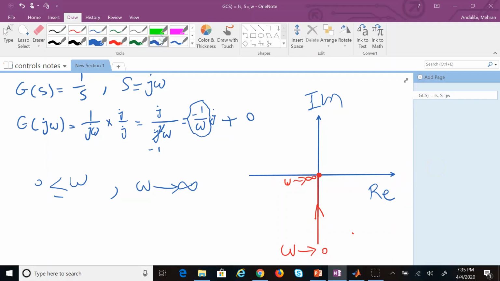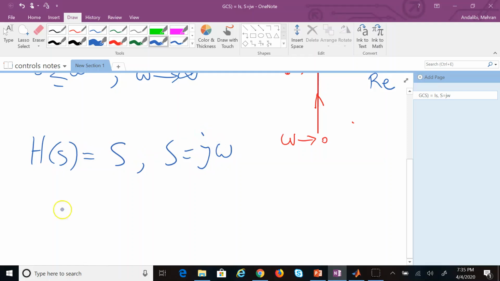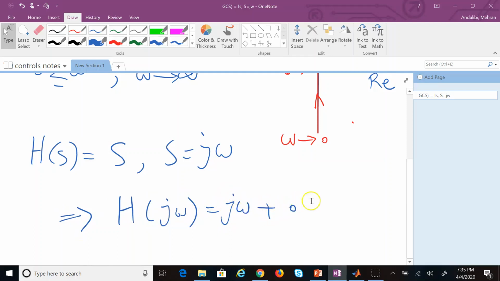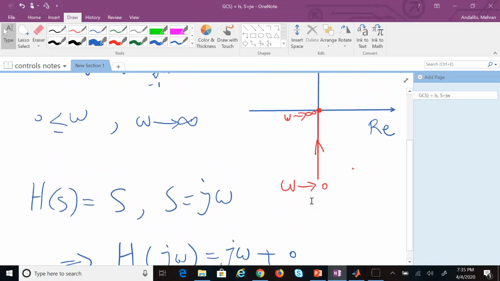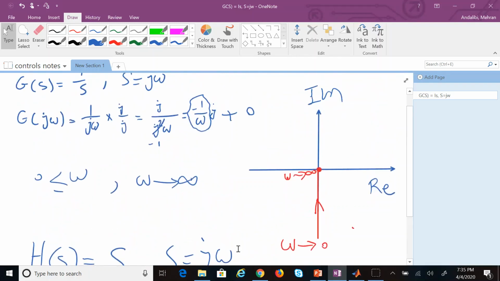Conversely, you can show that if h of s is equal to s, it's a derivative, and for s you just plug in j omega. What happens? h of j omega is simply j omega plus 0. There is no real part, and the imaginary part is j times omega. Again, it is on the imaginary axis. When omega is small, you are at the origin; when omega goes big, you are going to infinity.